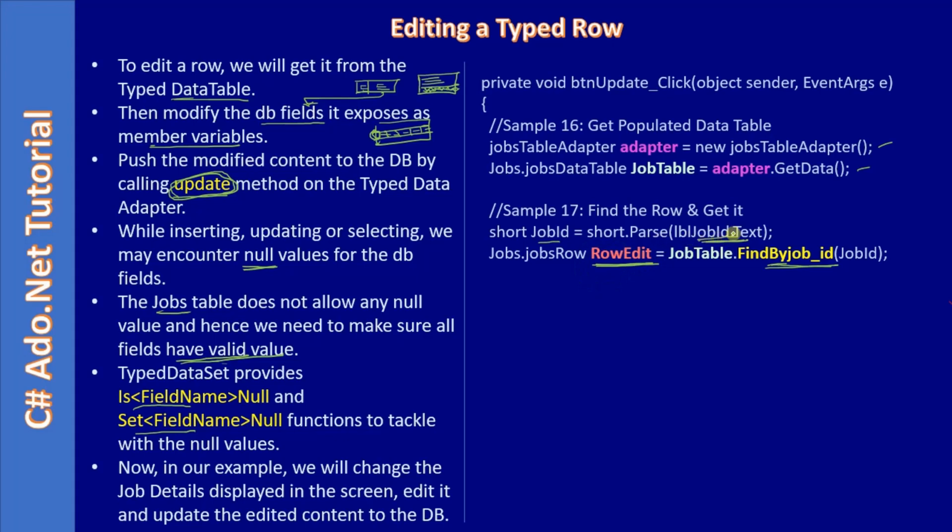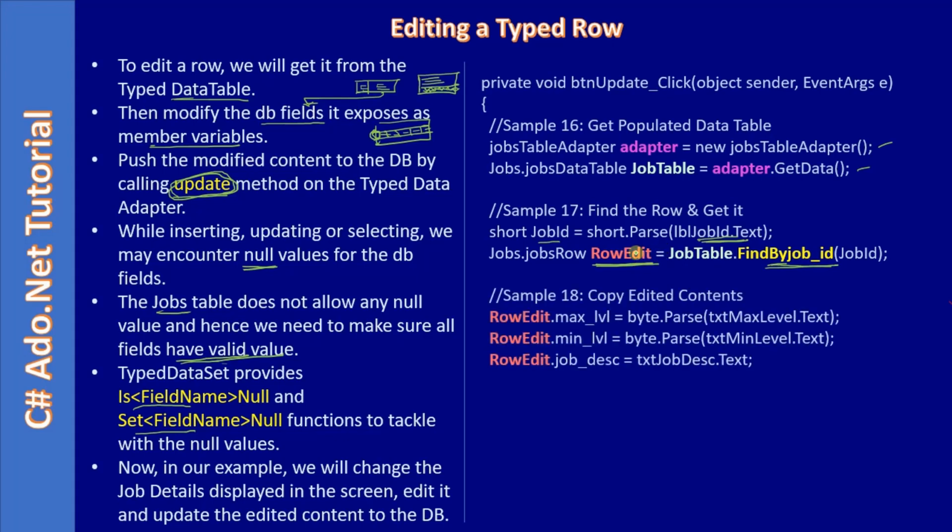Right? From the list box, from our label, we are picking the text and we convert that to a short form of job ID. That means job ID data type short. Then we give that to the FindByJobID method to locate the row. Once the row is located, we will modify the located row's max level, min level, and job description with the content modified by the user: txtMaxLevel, txtMinLevel, and txtJobDescription.